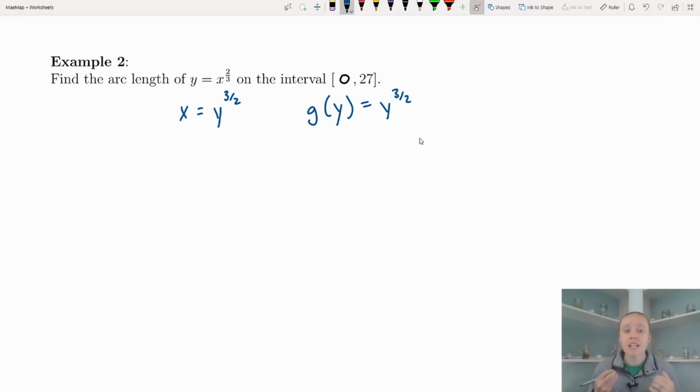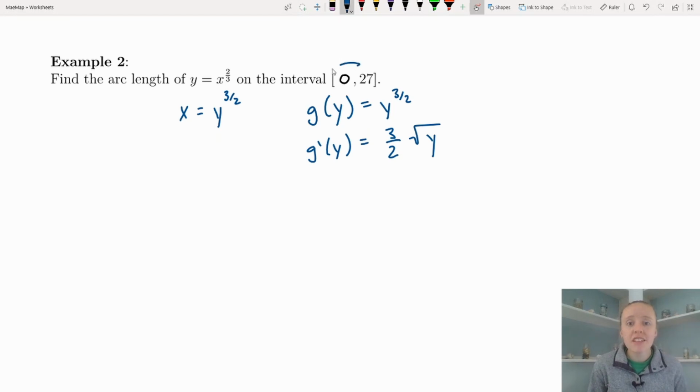So now I need to find that derivative. G prime of y, the derivative, x prime, it is going to be bringing that 3/2 down in front and decreasing that exponent by 1. 3/2 times y to the 1/2, or 3/2 square root of y. Now we need to ask ourselves, are we continuous on the interval? But this is no longer our interval because these were for x. This was like our a and b, when we really need to find our c and our d.